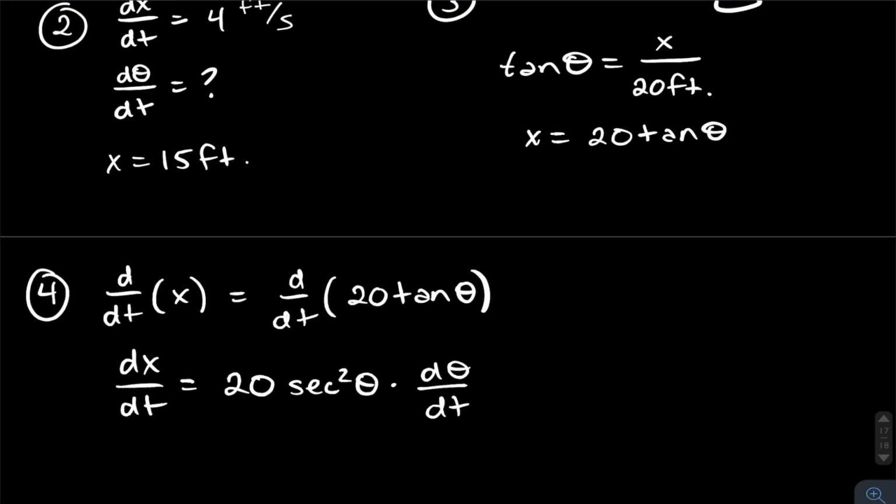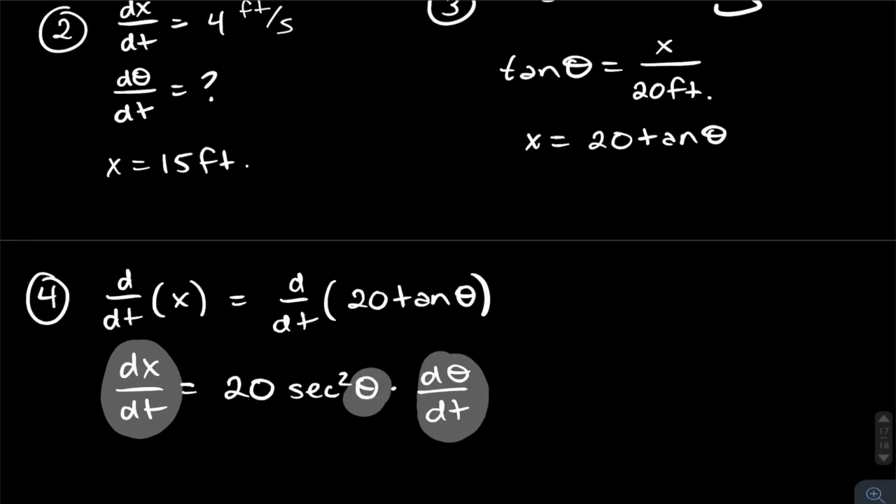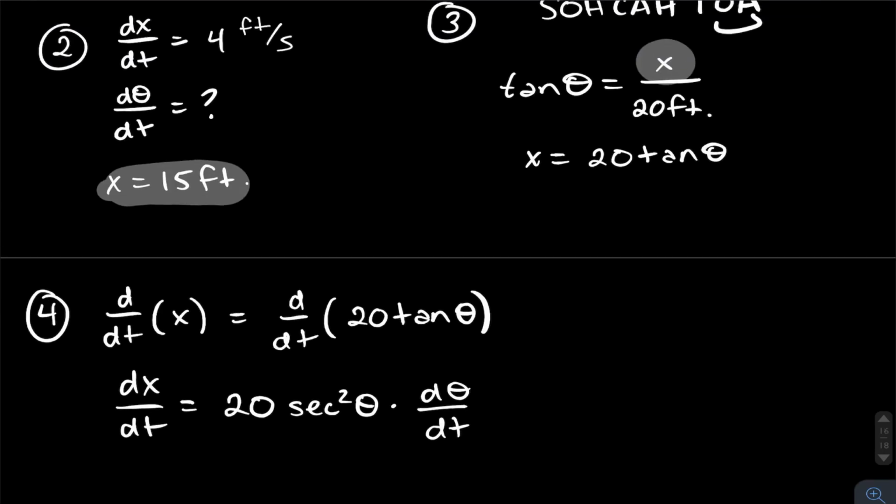All right, cool. So do we have everything we need to plug in and finally get this problem done? Sadly, no. We have dx dt, we need d theta dt, but we also don't have theta. We have to find what theta is. And you could do that by, again, we have x equals 15 feet, so you could plug in 15 feet here. And if you're allowed to use your calculator for this, you could just take an inverse tangent on both sides and find what theta is that way.